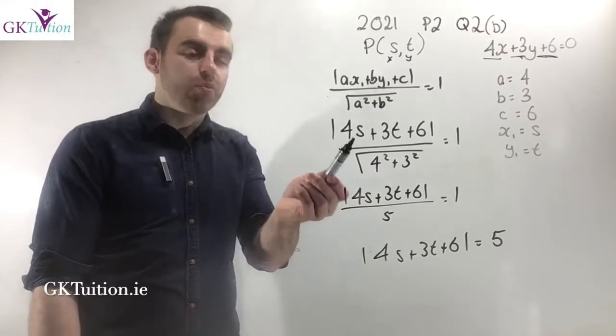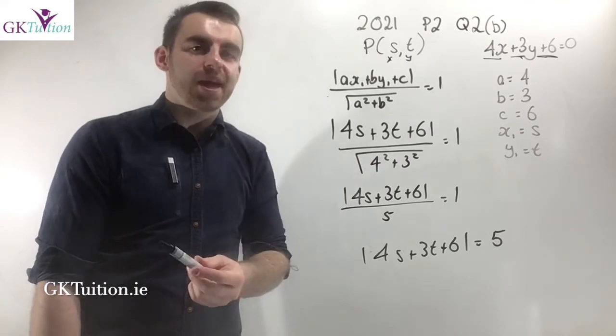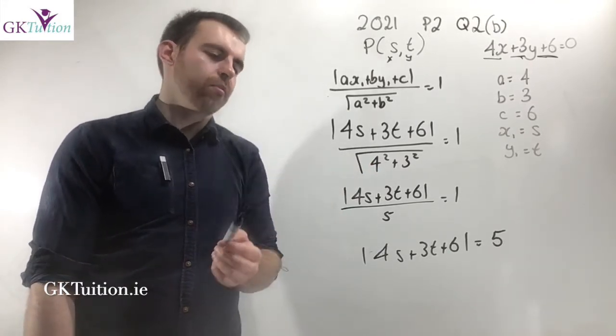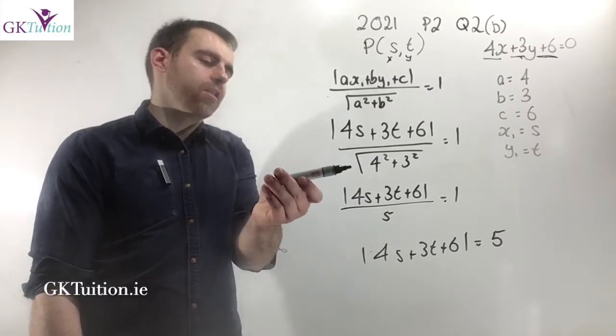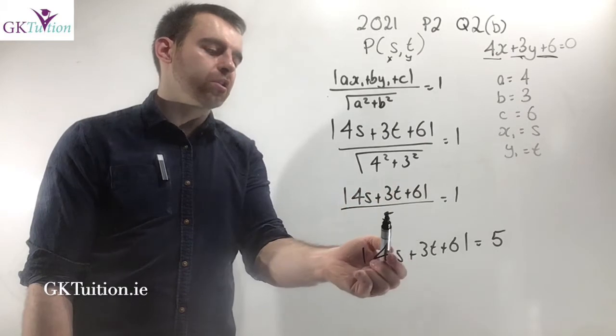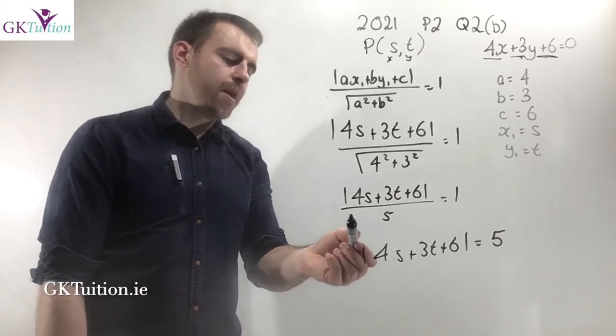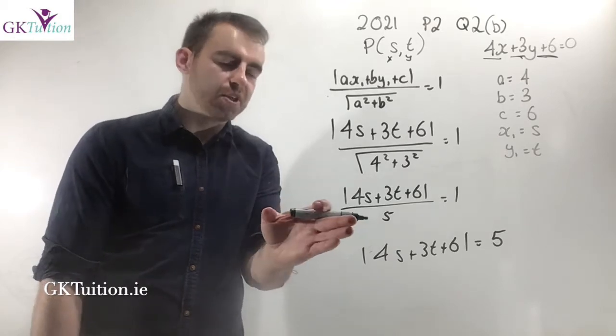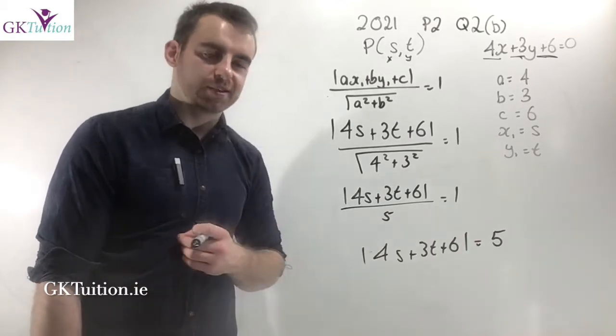Now I have an equation in s and t again, but obviously I'm not ready to do my simultaneous equation when it's in this format. So the first thing I recognized was I can simplify the bottom of the fraction. The square root of 4 squared plus 3 squared is simply 5. And then I decided to get rid of my fraction, so I multiplied both sides by the denominator 5, and I ended up with this.